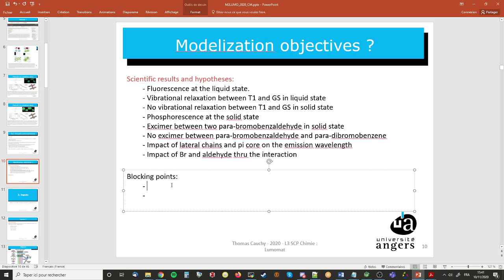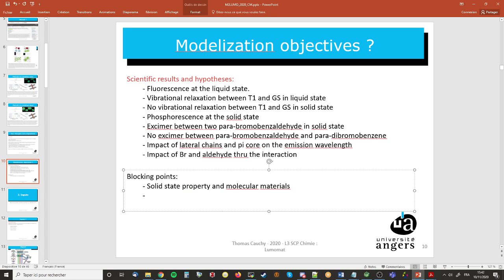And here we can also discuss the blocking points. Rania came back to me to ask me some legitimate questions. Here, the first and main blocking point is solid state property and molecular materials property. Okay, so we can do solid state calculations.